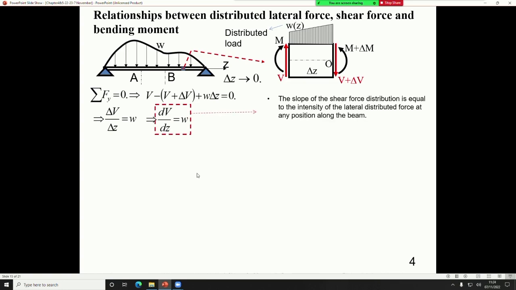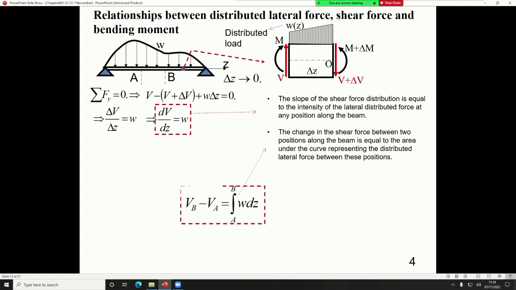Now I'm going to integrate this equation. So I rearrange it, write it as dV equal to W dZ, and integrate it between two points along the length of the beam, say between these two points. I can say that the change in shear force between two points is equal to the integral of W dZ. What is the integral? It's the area under the curve showing the distributed load. So the change in shear force between two points is equal to the area under the curve showing the distributed load. And using these two equations, you obviously drew shear force diagrams last year for a beam subject to different types of loadings.